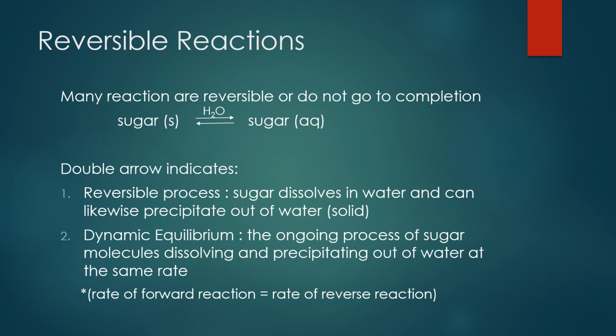So let's talk about reversible reactions and how equilibrium can be affected. Many reactions are reversible or do not go to completion. So far in this class, we have looked at reactants going straight to products, period, end of story. Well, that's not always the case.